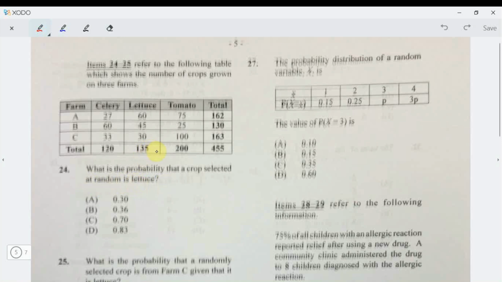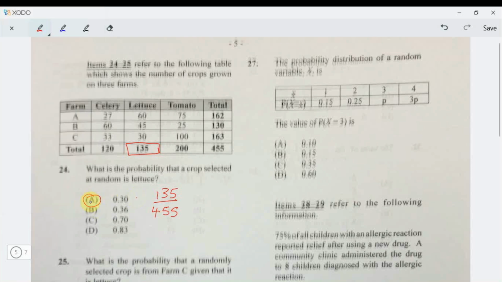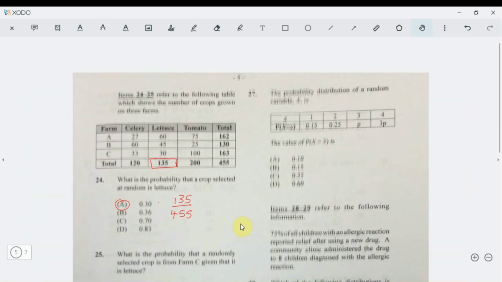So this is lettuce, right? Total lettuce, 135. So 135 out of the total 455 crops, that's the probability of getting a lettuce. So we just punch that into our calculator. 135 out of 455, that's equal to 27 out of 91, which is 0.296, which is 0.30. That's option A.